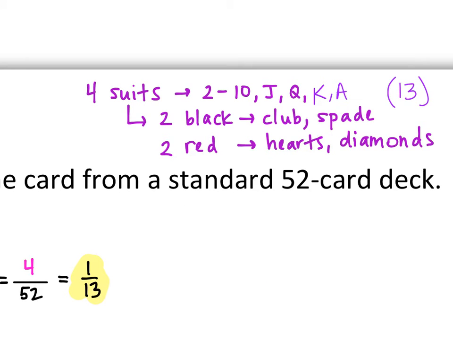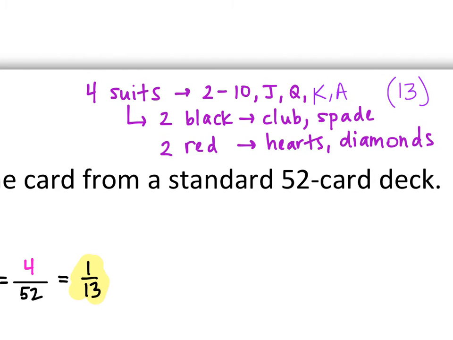A lot of times in probability, we deal with decks of cards and a standard 52 card deck. So you have to familiarize yourself, or you have to know what a standard deck is made of. So first, it's made up of 4 suits. 2 are black, 2 are red. The black suits are clubs and spades. The red are hearts and diamonds. Each suit has 13 cards that go from numbers 2 through 10, then jack, queen, king, and ace. So make sure you know this information. If not, write it down now.